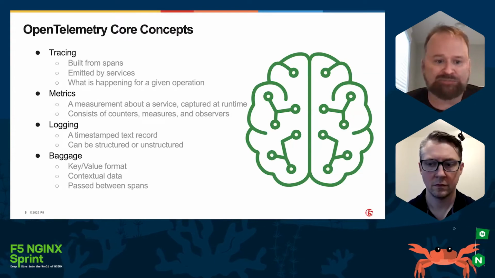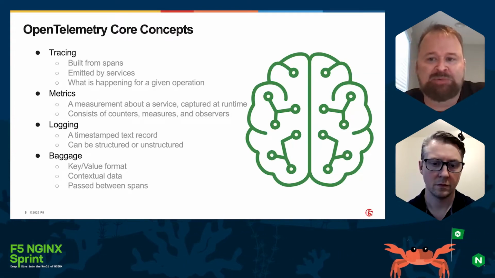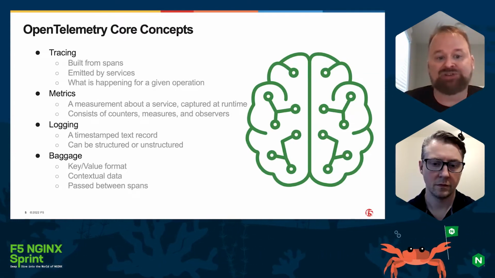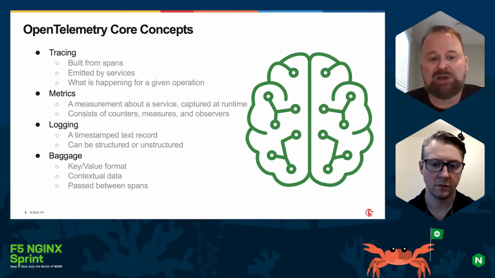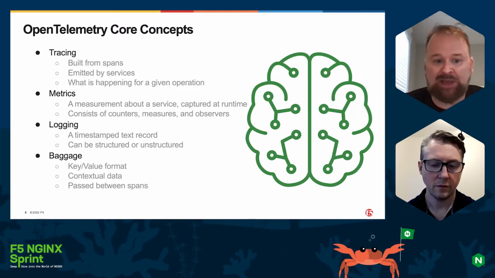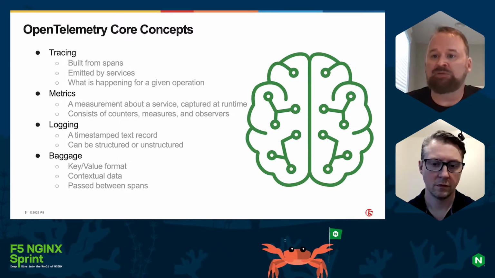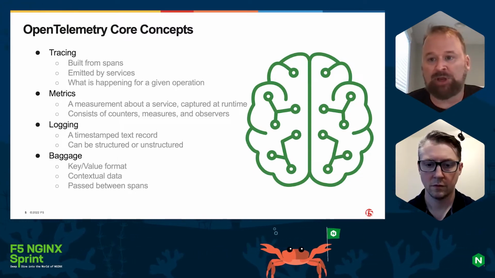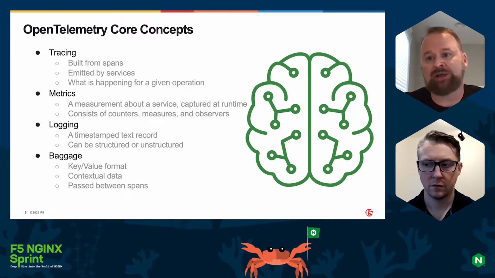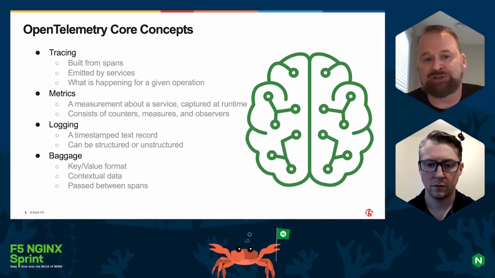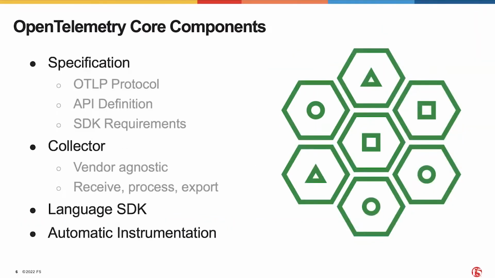And then OpenTelemetry adds the concept of baggage. Baggage is data in a key value format. It can be passed between spans, and it's contextual data that you want to add in above and beyond what's being generated by your application, or something that you want to add across all data that's being sent out from an application. So what are the core components of OpenTelemetry?